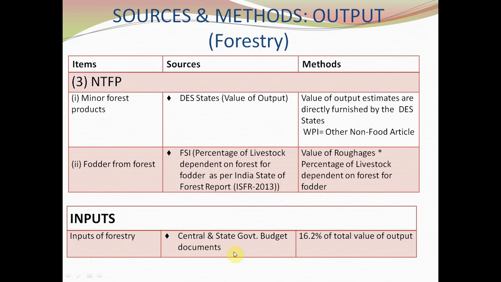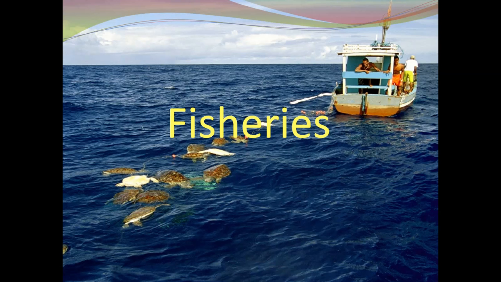Now inputs in forestry. For this, central and state government budget documents are used as sources, and calculation method is 16.2% of total value of output.